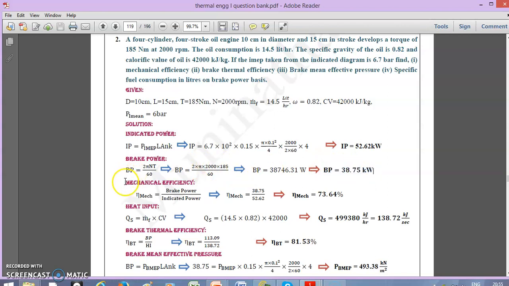Mechanical efficiency is asked, so that's why we have calculated IP and BP. The formula for mechanical efficiency is brake power by indicated power, and the resulting mechanical efficiency is 73.64%. So this mechanism is capable of converting 73.64% of the input energy into useful brake power. Whenever we need to raise the mechanical efficiency of the engine, the brake power developed should be increased. If indicated power and brake power are the same, then the mechanical efficiency is 100%. And this literally cannot happen.